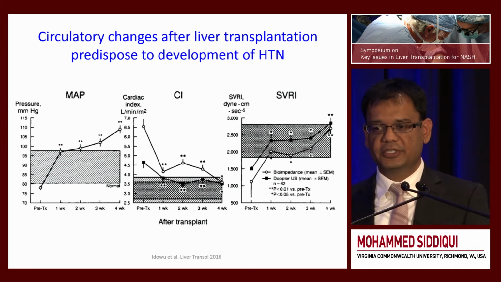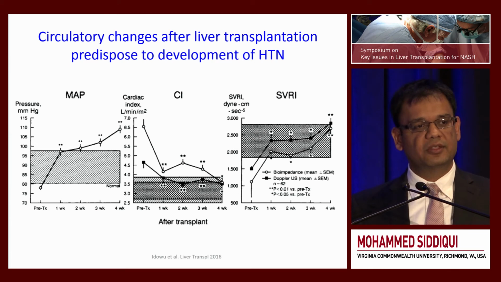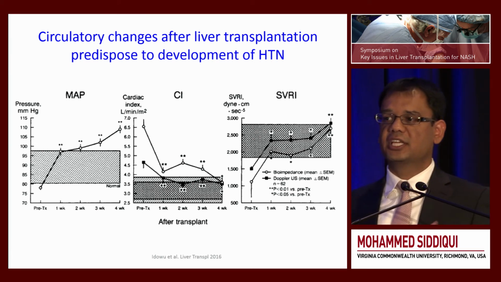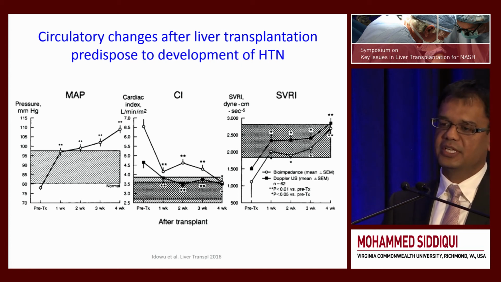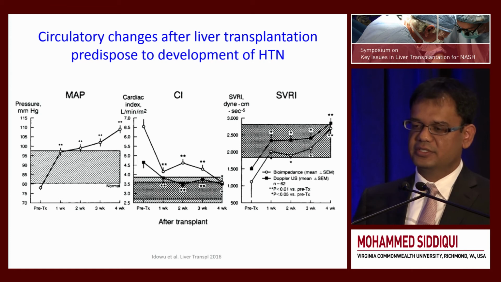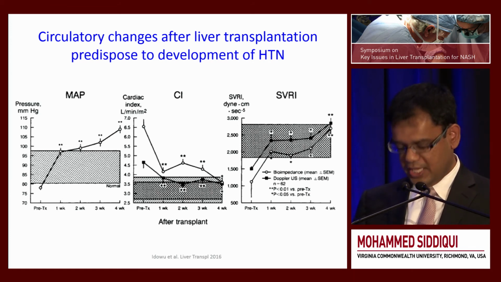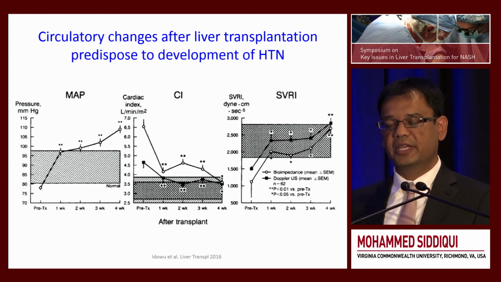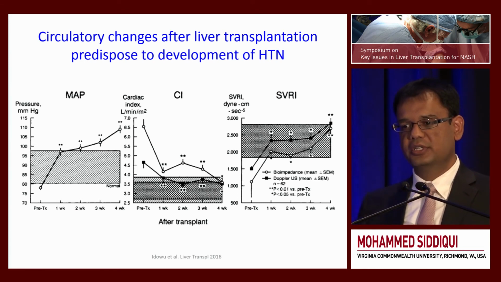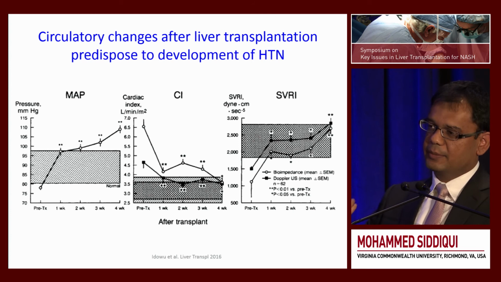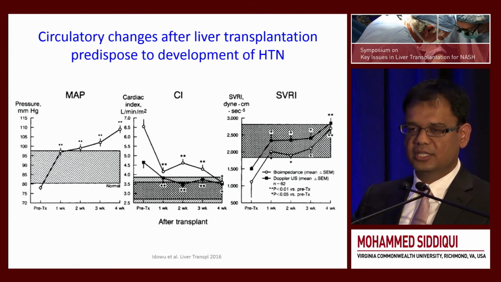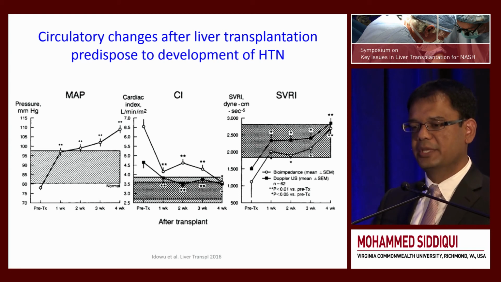Transitioning into hypertension after transplant: in patients who may have hypertension, their hypertension can improve as they progress to decompensated cirrhosis for a multitude of reasons, one of them being a decrease in systemic vascular tone. As they undergo a transplant, that changes rapidly, and the cardiac output and index decrease, systemic vascular resistance increases, and then we see a subsequent increase in their mean arterial pressure and the risk of developing hypertension.